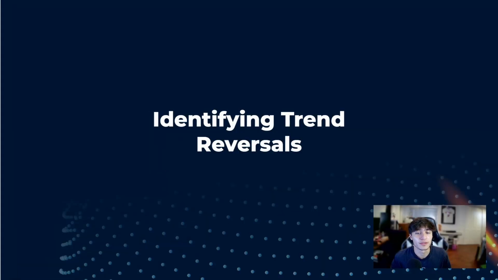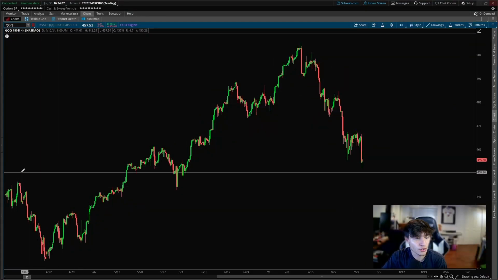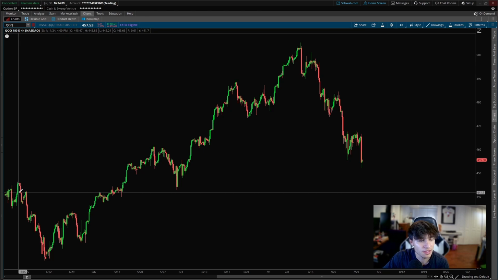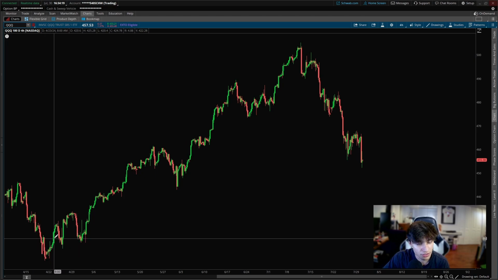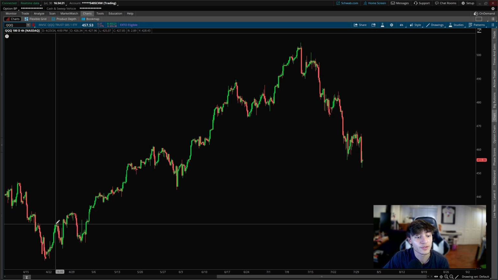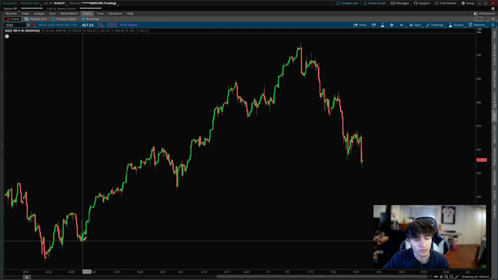The next topic of trends we're going to talk about is identifying trend reversals. So let's start over here. We have this high, we have this low. Then we create a lower high and a lower low. Lower high, lower low, lower high, lower low. All of a sudden though, we create a higher high, then a higher low, higher high, higher low.